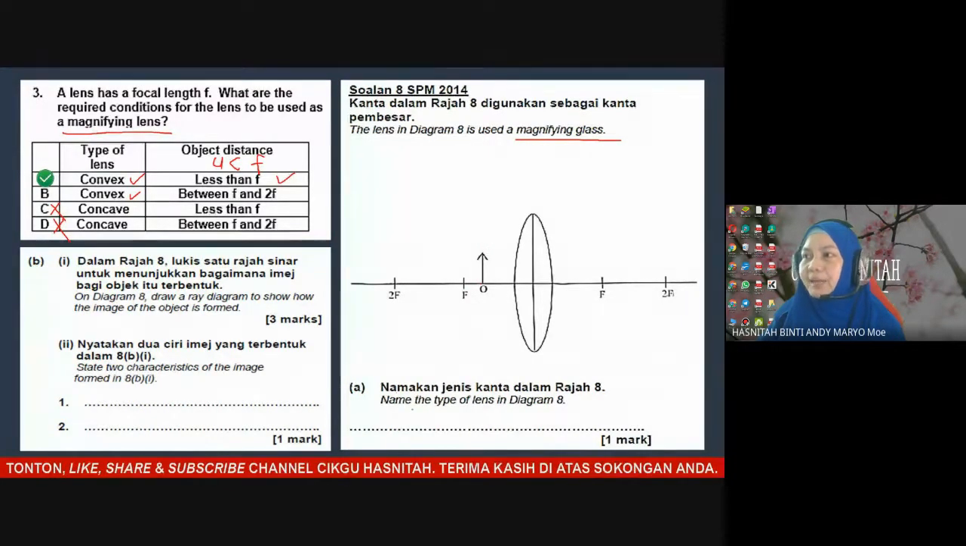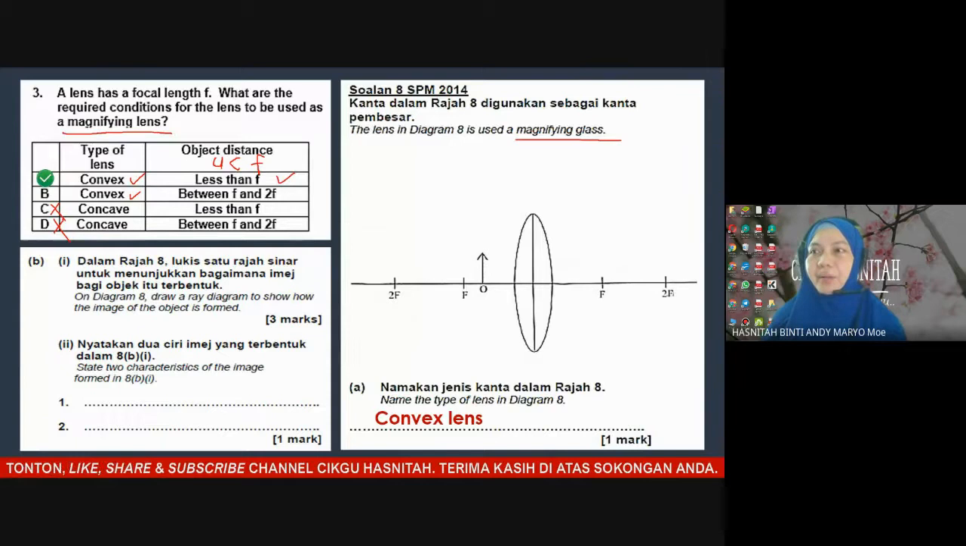Okay, first, name the type of lens in this diagram. Very simple. What is the type of lens in diagram 8, students? Anyone? Okay, anyone, what is the type of lens in diagram 8? Convex. Yeah, very good. Thank you, Junyu, for responding. Okay, the answer is convex lens.